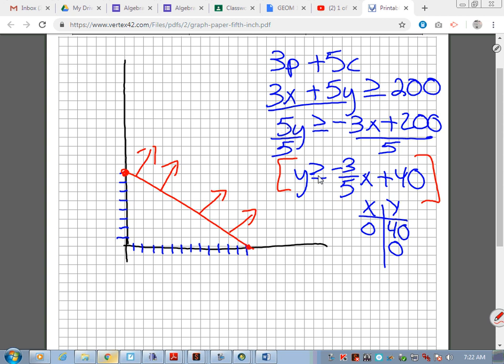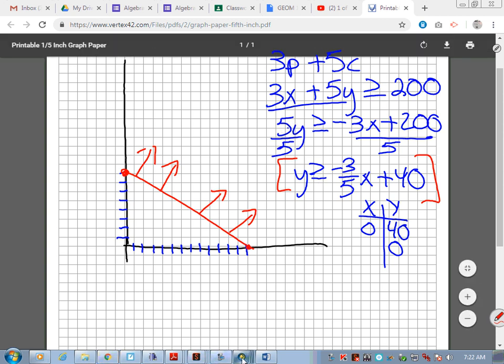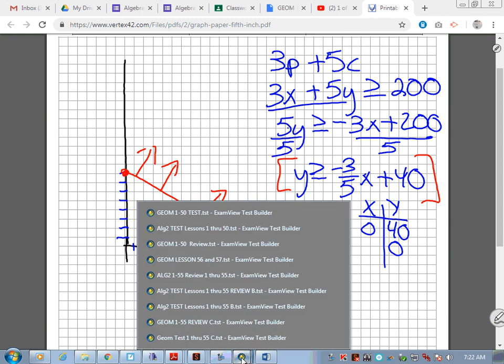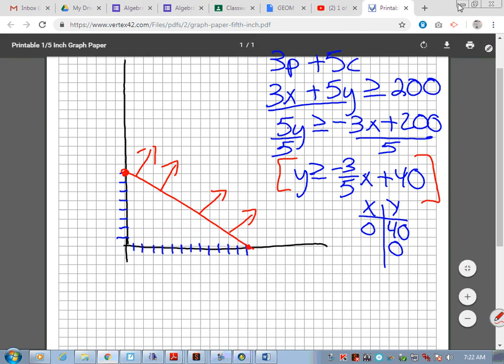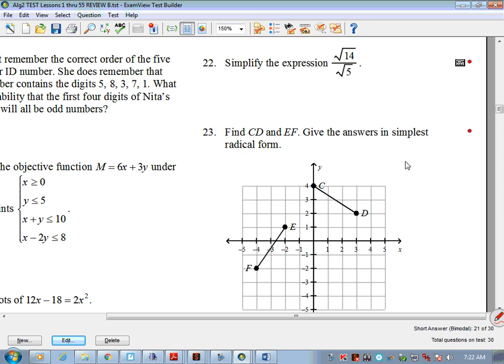All right, so not as hard as it looks. My first thought was, okay, this is a linear programming question. It's actually not. They're just wanting you to create an equation out of it. All right, question number 22.